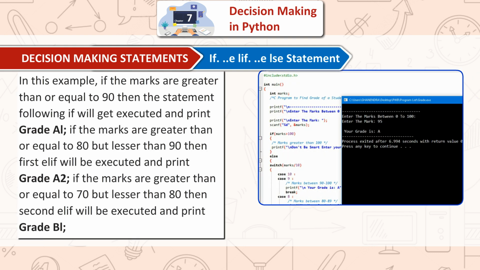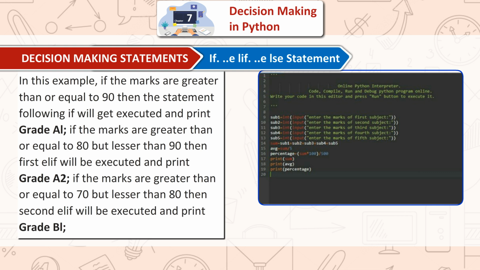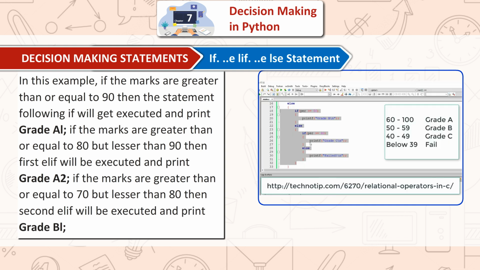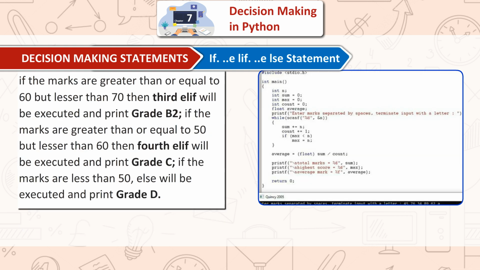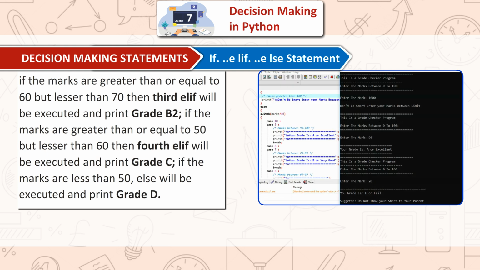In this example, if the marks are greater than or equal to 90, then the statement following if will get executed and print grade A1. If the marks are greater than or equal to 80 but lesser than 90, then the first elif will be executed and print grade A2. If the marks are greater than or equal to 70 but lesser than 80, then the second elif will be executed and print grade B1. If the marks are greater than or equal to 60 but lesser than 70, then the third elif will be executed and print grade B2. If the marks are greater than or equal to 50 but lesser than 60, then the fourth elif will be executed and print grade C. If the marks are less than 50, else will be executed and print grade D.